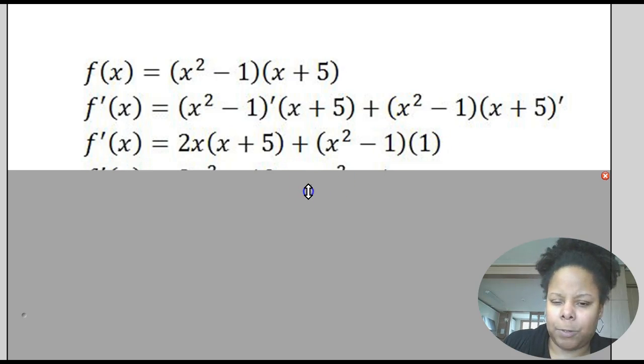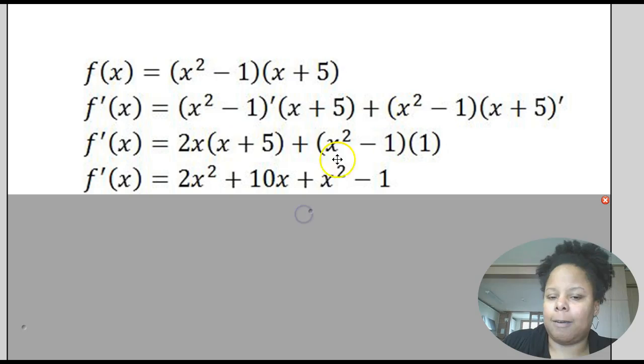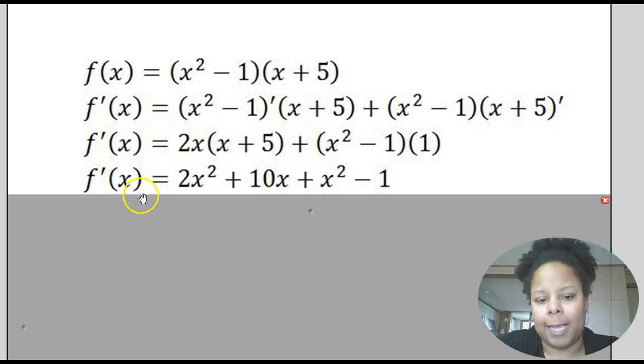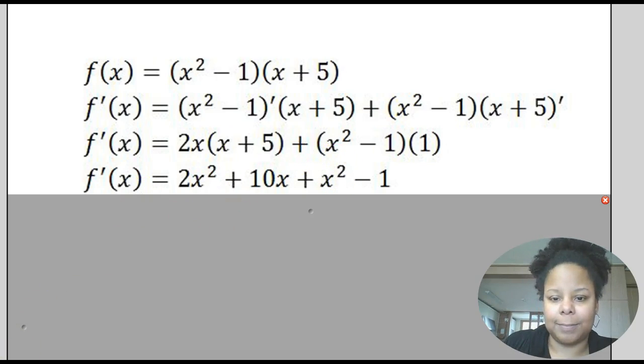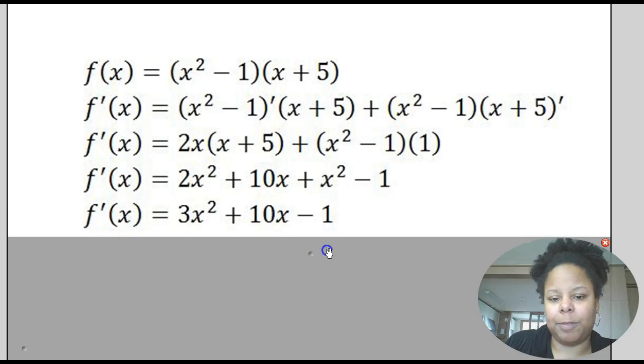And so when I substitute those derivative values in, then all I have to do now is just simplify, and I end up with this expression. And of course, we like to keep everything simplified, so this is the final answer.